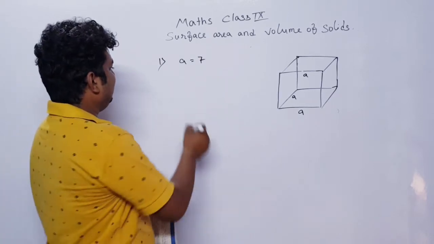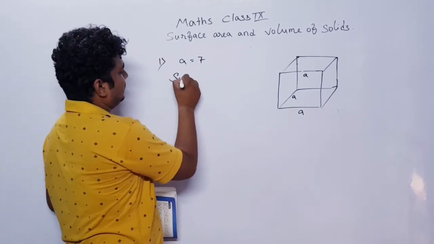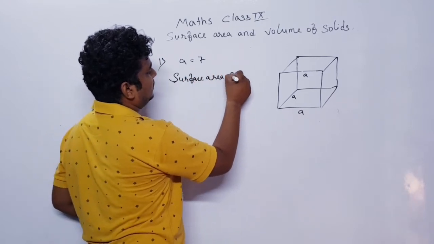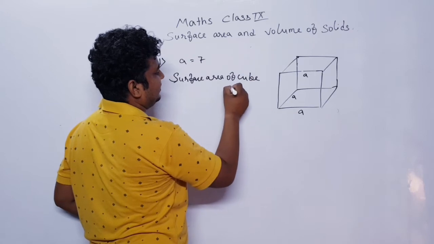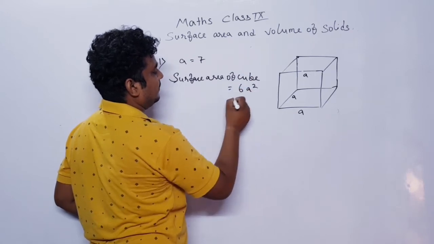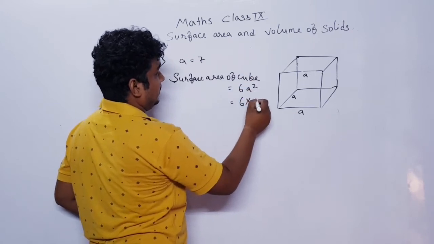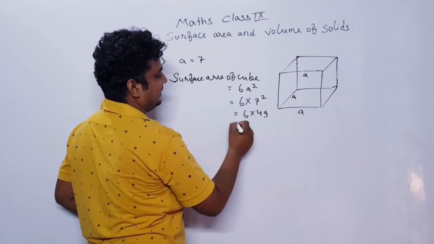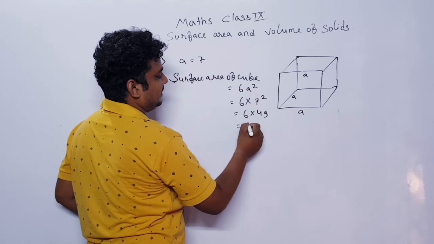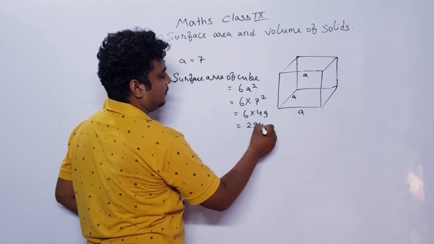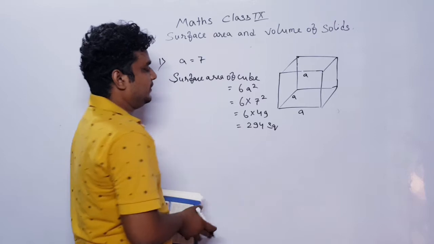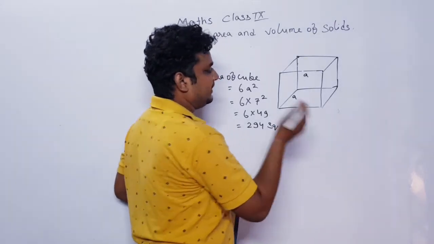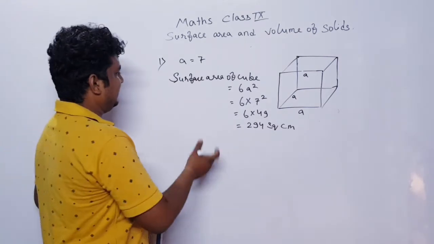Whenever we are finding the surface area of a cube, surface area of the cube equals 6a square. 6 into 7 square, 6 into 49, then we will have 294 square units or square centimeter. Further you can write centimeter square, whatever is the unit given in that particular question.